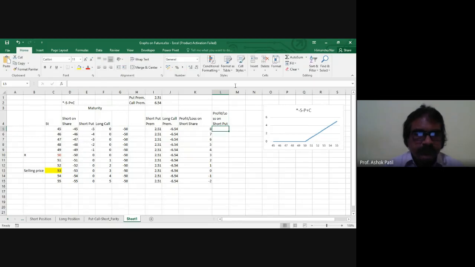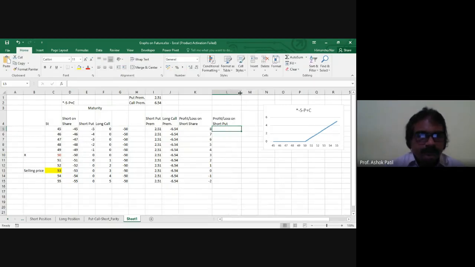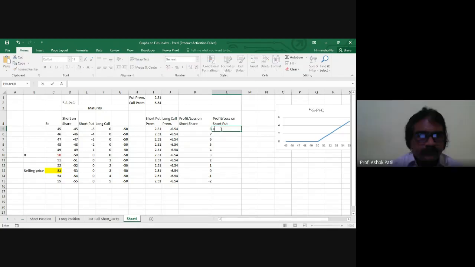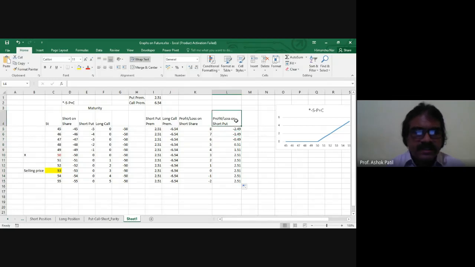So what is the profit or loss on the short put? As I said, minus 5 plus 2.51. It is simple now. So just add column E and that's it. So that is the short put, and then drag it down. Right? Now do the same thing for profit and loss on the long call.